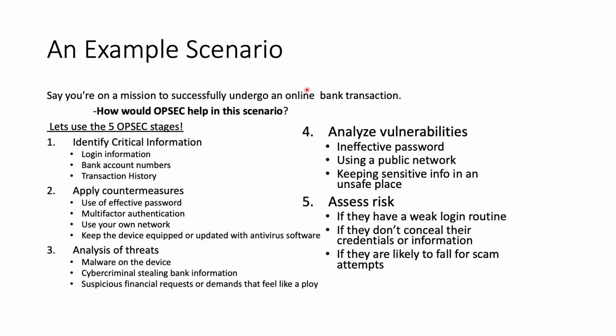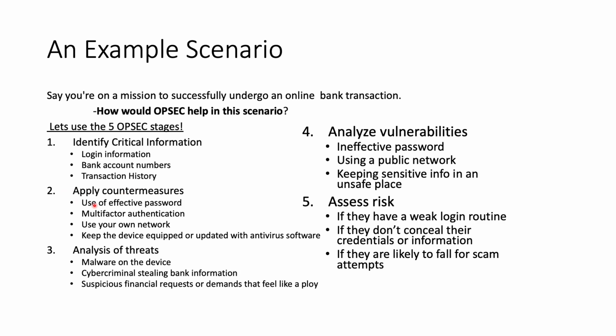To give you a specific example of operational security, let's say that you're on a mission to successfully undergo a bank transaction. So how would operational security help in this scenario? Following the 5 OPSEC stages, if we identify the critical information, what would that be? This would be stuff like login information, bank account numbers, of course, and transaction history. So again, this is the stuff that the adversaries are trying to use against you, the stuff that they are targeting.